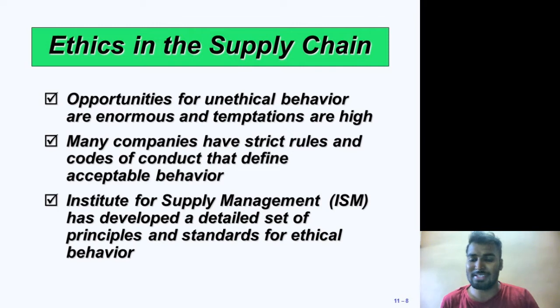Some of the ethics that need to be followed in the supply chain are listed here. The opportunities for unethical behavior are enormous and temptations are high. Obviously this applies to all customers, and many companies have strict rules and a code of conduct that defines the behavior of an employee in that particular organization.